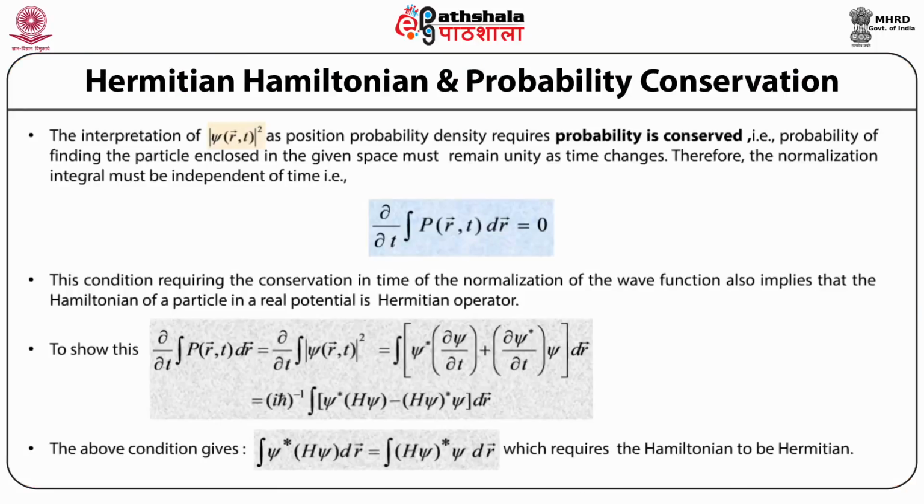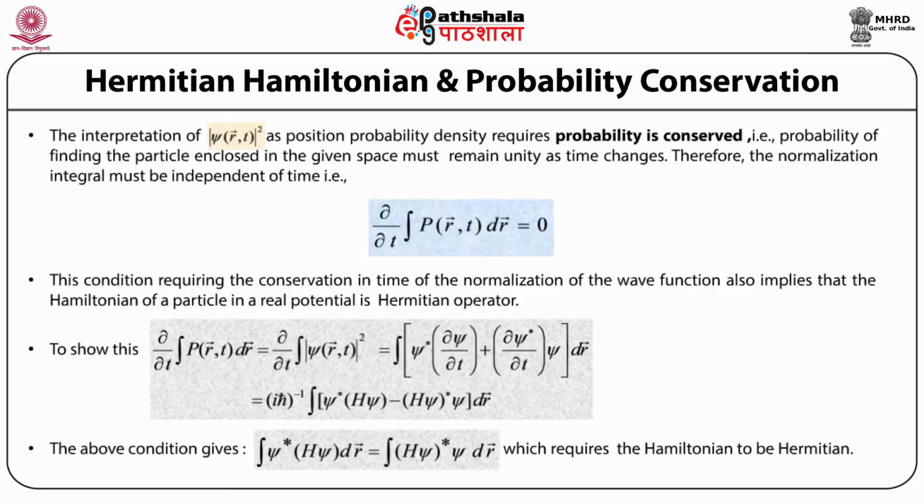If the particle is confined within a given volume, then at any arbitrary time t, the wave function can be chosen to satisfy the normalization condition given by the volume integral over vector dr of the square of the modulus of the wave function psi as a function of position vector r and time t, where the integral extends over all space. Hermitian, Hamiltonian and probability conservation.